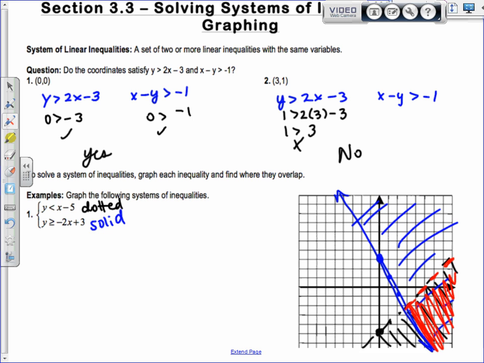Some of you are excellent shaders, and you shade very lightly on the first two and then fill it in darker on the last one. In the last class, they asked, do I have to shade the first two? Can't you just shade the final region? That's fine. If you just want to shade the final overlapping area, that's fine as well.